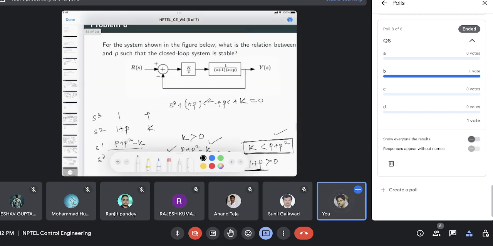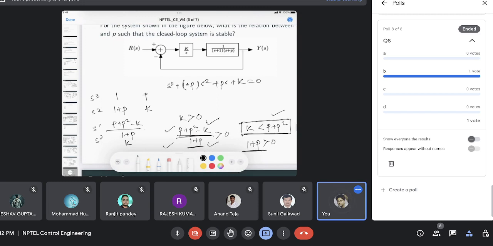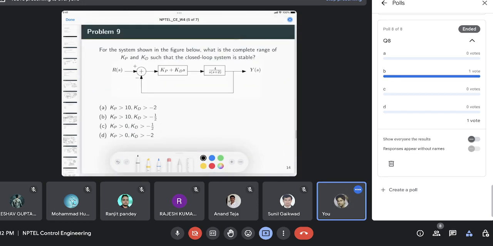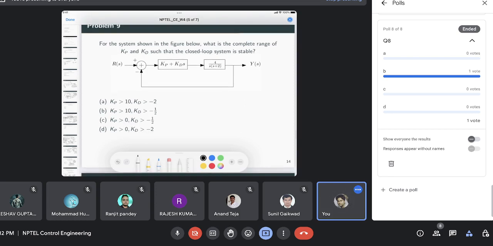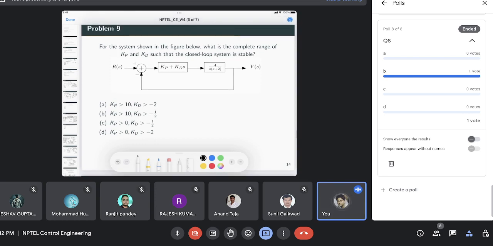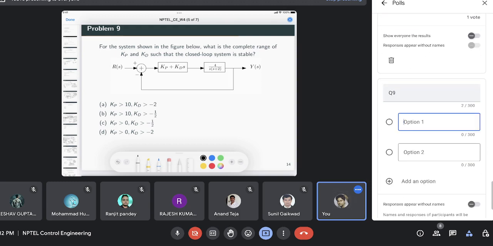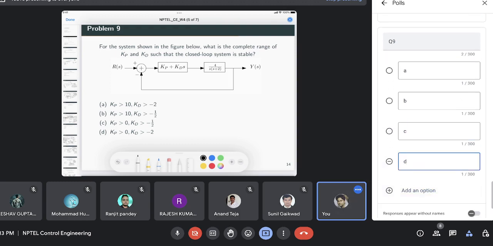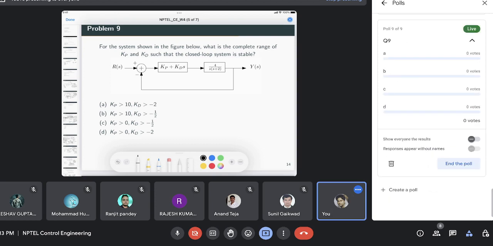Okay, so we move to the next question. You have a system, and we have to find Kp and Kd for which this system will be stable. Question 9. You can answer through a poll, a very simple question.